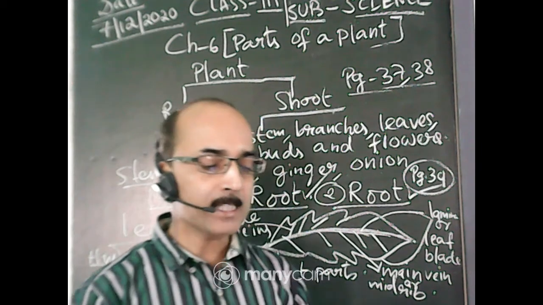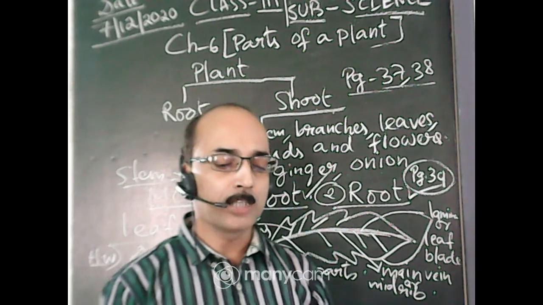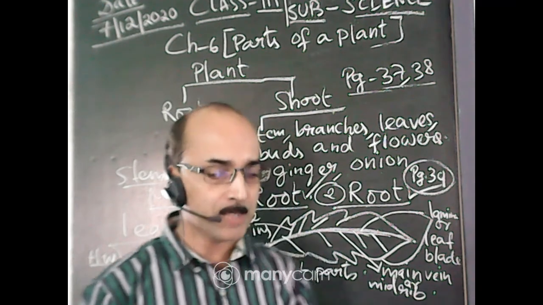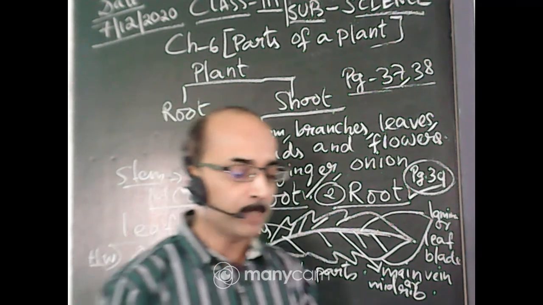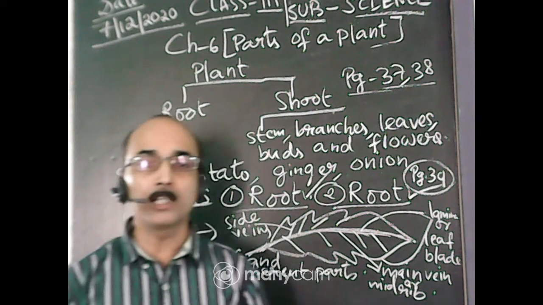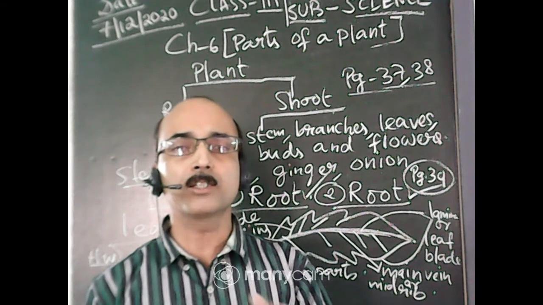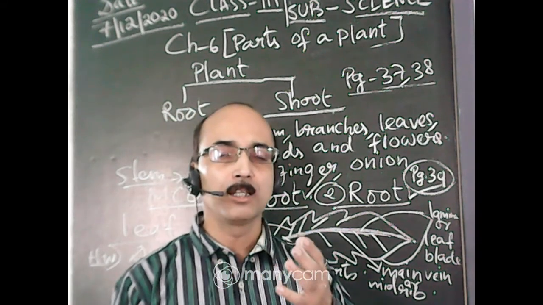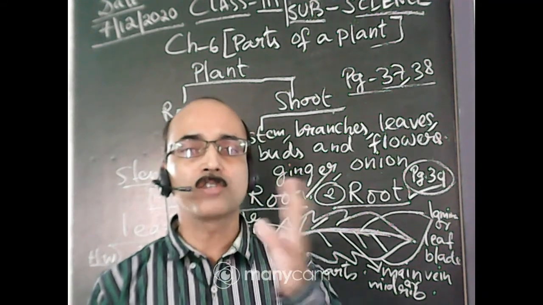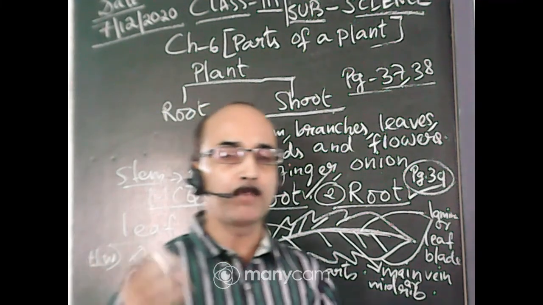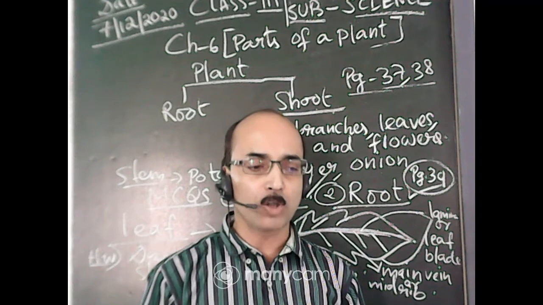Next, plant leaves are green because they contain a green pigment called chlorophyll. Chlorophyll helps the plant to absorb sunlight. Please remember this one. Why are the leaves green? Leaves are green because they contain a green color pigment called chlorophyll, which helps to trap the sunlight. Then this helps in the preparation of food during photosynthesis.